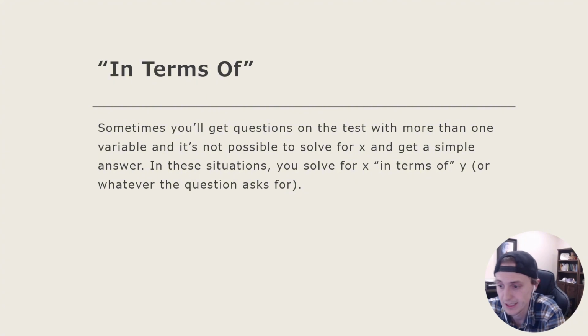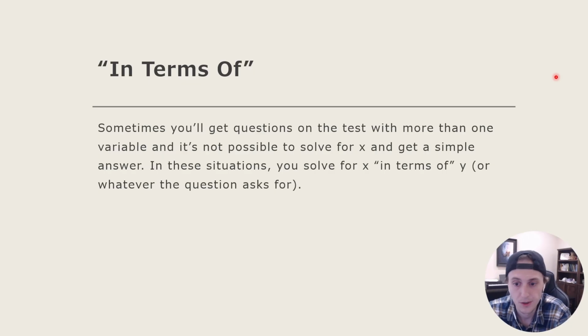The last part of this miscellaneous section is the "in terms of" questions. Sometimes you'll get questions on the test with more than one variable, and it's not possible to solve for x and get a simple answer. In those situations, you solve for x in terms of y, or whatever the question's asking for. You could say y in terms of x, in terms of z, whatever.